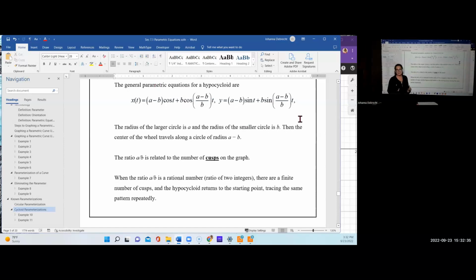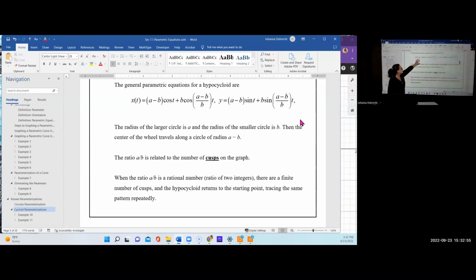Now, I am not going to expect my students to know the general equation for even a circle or a cycloid or a hypocycloid. They get quite complicated, but they do produce some pretty spectacular and pretty beautiful graphs. So they're kind of fun to play with, but I would not expect you to memorize these formulas.